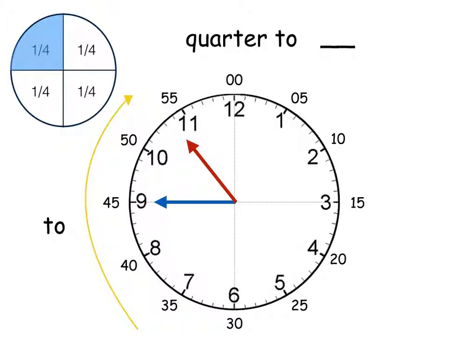In this example, it is quarter to 11. We know this because the long hand is on the 9, and the small hand is just before the 11.